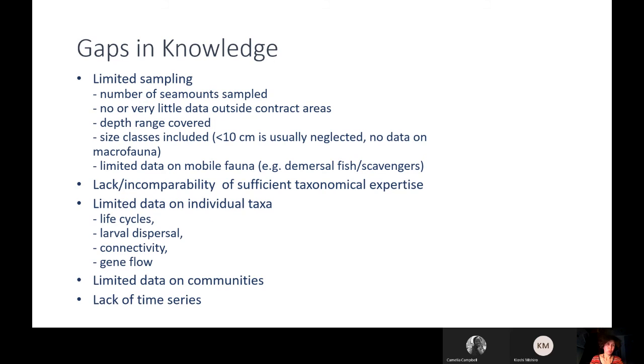We have almost no data on individual taxa. We have no idea about life cycles of deep-sea species, about their larval dispersal, about connectivity between seamounts, about gene flow. We have very little data, only about some taxa like some amphipods, scavenging amphipods. And we have almost no data on communities, especially about the abyss and how these communities are different from what we have in the CCZ. And of course, we have no time series here. That's all. Thank you.